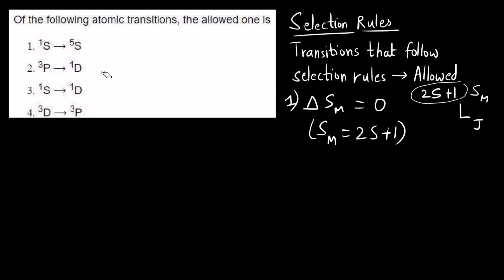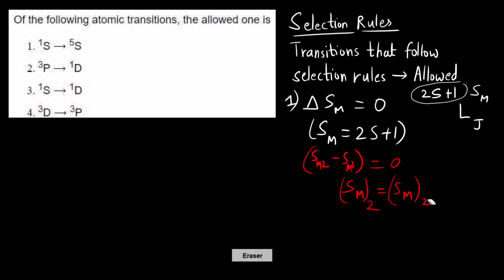So using this rule, it should be 0. That means S2 minus S1, that is the 2 spin multiplicities, should be the same. This is equal to 0. So the spin multiplicity should be the same. It should not change. So we can eliminate this option. Here you can see spin multiplicity is changed, so this is incorrect. Here also this is changed, so this is also incorrect. Here 1 minus 1 will be 0, 3 minus 3 will be 0. So any one of these can be the correct answer.